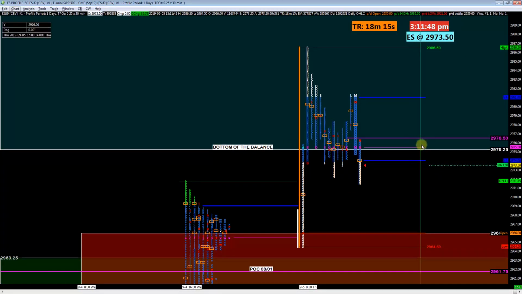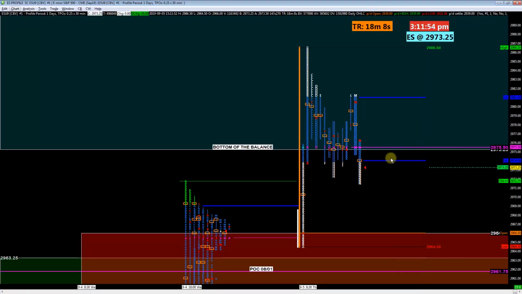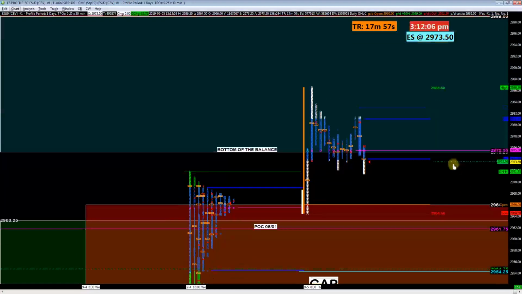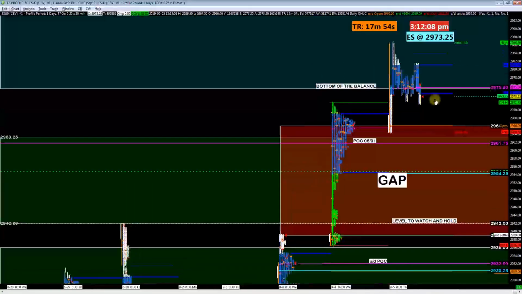Prominent point of control. Let me actually get this point of control where it belongs. Point of control, we are leaving it right at 75.50. Very prominent point of control. I believe it's 10 wide point of control that we are leaving. Now, that point of control is going to be sitting right at the bottom of the balance area that we're working on.